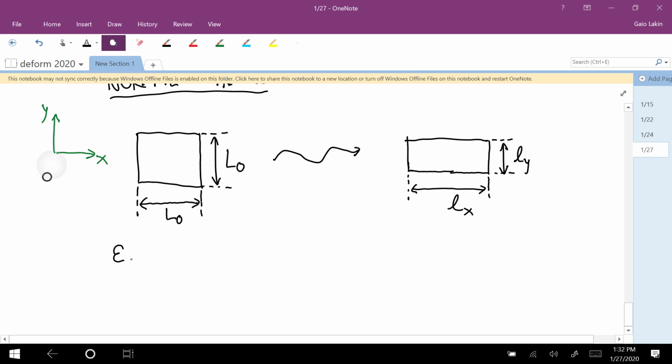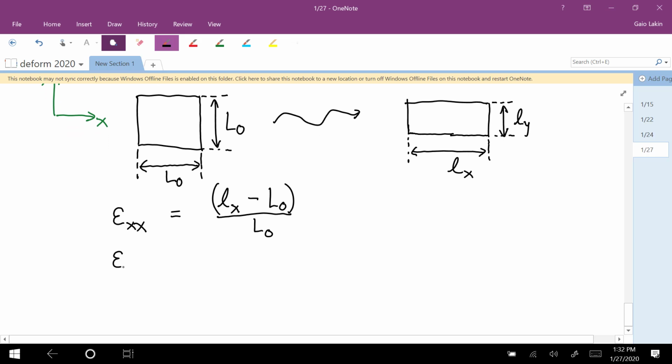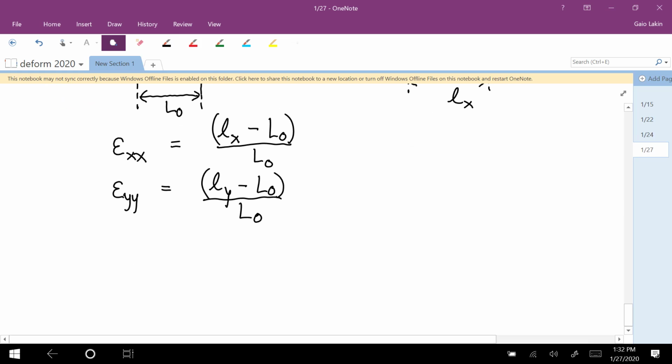Then we'll define the XX normal strain. Notice the notation exactly mirrors the notation for stress. That's going to be the quantity, the final length of that side minus the initial, divided by the initial. The YY is lowercase ly minus big L0 divided by L0. And then you can't see it in the picture I've drawn, but you could also look from another side and define the same thing for epsilon ZZ. And that would be lowercase LZ minus L0 divided by L0.